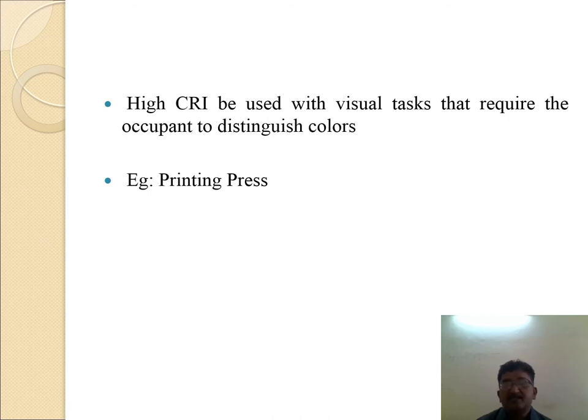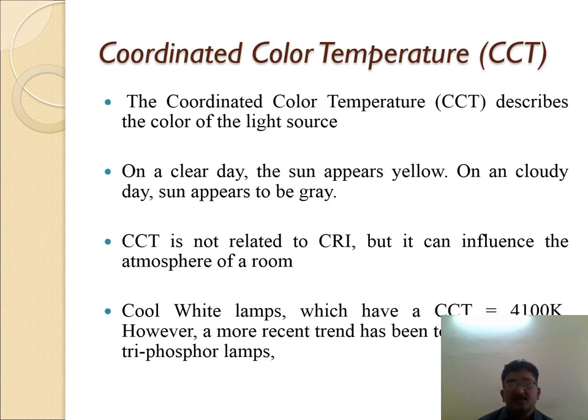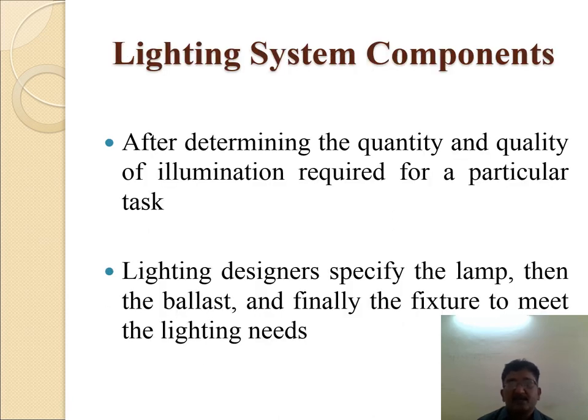A very high CRI is used for visual tasks that require the occupant to distinguish colors. And the last topic in light fundamentals is the CCT. The CCT is the correlated color temperature, which describes the color of the light source. On a clear day, the sun appears yellow; on a cloudy day, it appears greenish. The CCT is not related to CRI, but it can influence the atmosphere of the room. A cool white lamp has a CCT of 4100K. However, more recent trends have added tri-phosphor lamps. And in the next class, we will see the lighting system components.